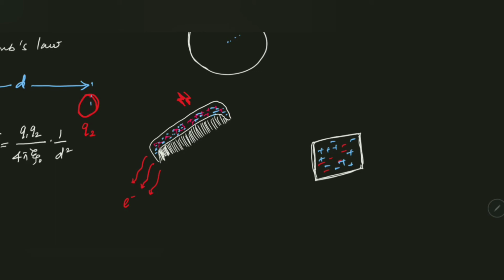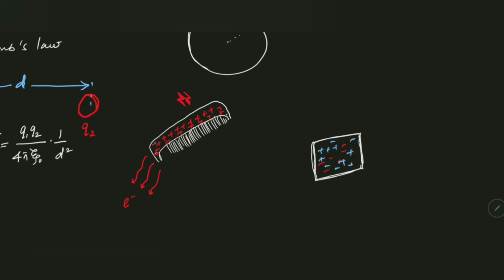So electrons come out of here, and once the electrons come out, this comb becomes more positive. The count of electrons will be less when compared to the number of protons inside it. So the majority carriers in the comb become the protons, or the positive charges.